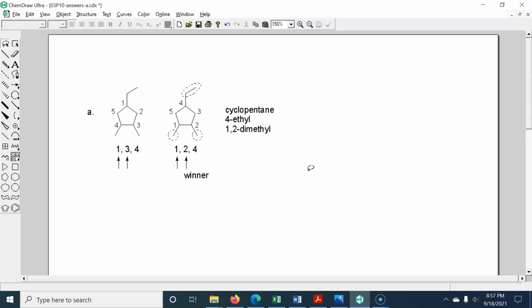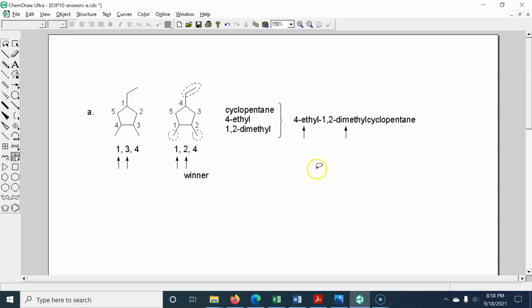Next is to put the components of the name in the correct order. The parent comes last, and now the substituents are alphabetized. So they are put in alphabetical order, not in order of their number. The proper IUPAC name for this molecule is 4-ethyl-1,2-dimethylcyclopentane.